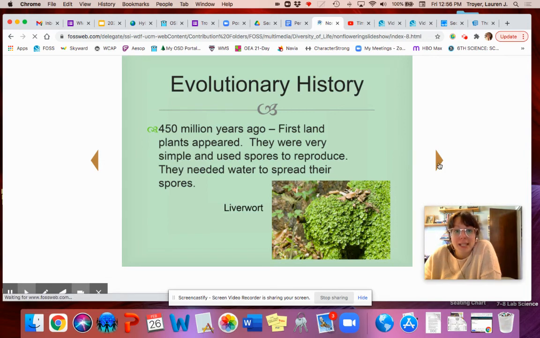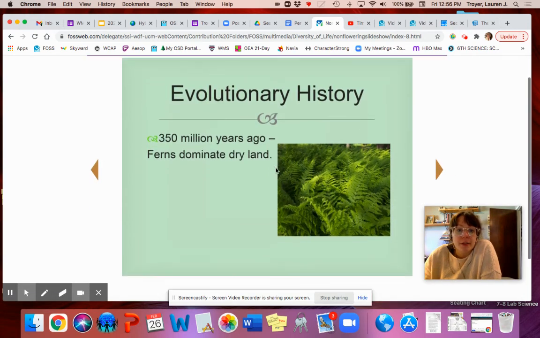Here's liverwort. And then we get ferns 350 million years ago. This is a long time ago. There were not cute little fuzzy animals back then. There were definitely no mammals. There weren't even reptiles. Maybe just the beginnings of amphibians, fish, things like clams and worms, but nothing fancy. So we're talking a long time ago. Ferns show up. And we know how many ferns are still on Earth. They've been around a long time.